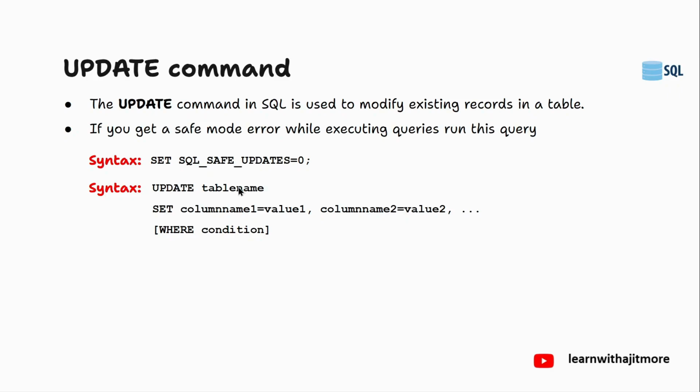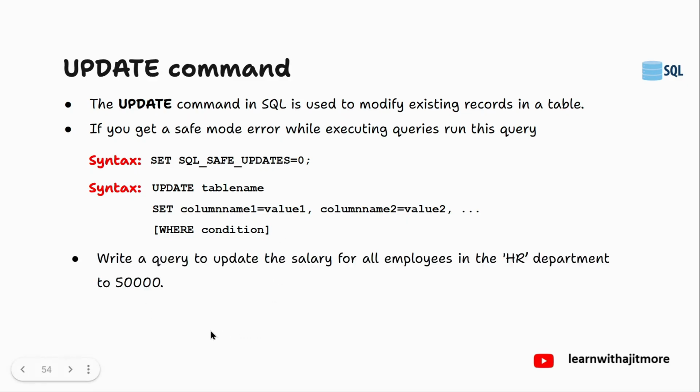This is the keyword, then the name of the table, then SET is again a keyword, column name equal to expression, column name equal to expression, and WHERE condition. I told you if you don't mention the WHERE clause, it is going to update all the records of that column, meaning all the values of that column will be changed to this new value. All the values in that column will be modified. And if you give a WHERE condition, it will only update those records which are satisfying this condition.